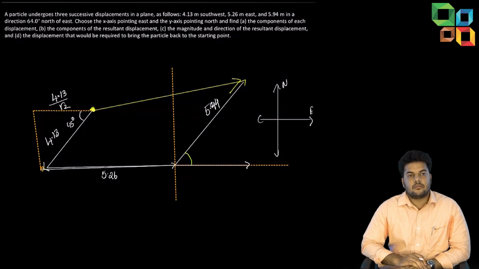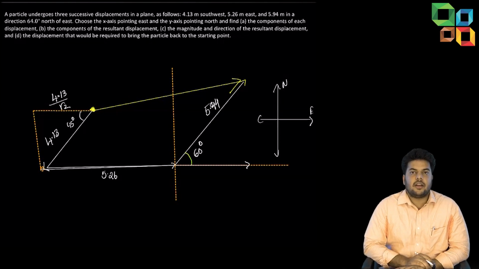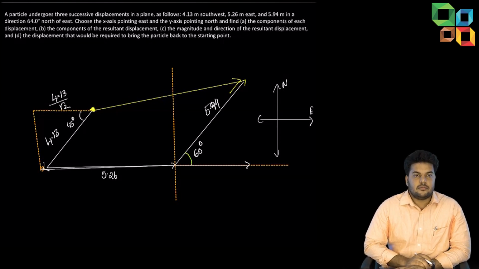If it was 60 degrees, it would have been much easier. Let's take it to be 60 degrees. This question is unfair actually. Let's take it to be 60 degrees. Now tell me. 5.94 divided by 2. Is it 5.94 divided by 2? What do you think? Yes.